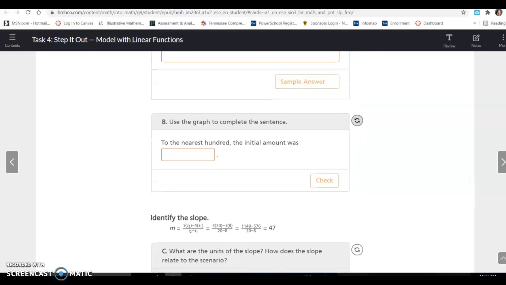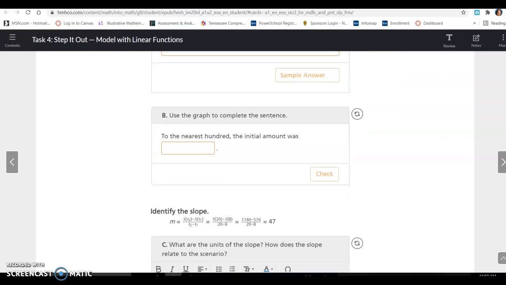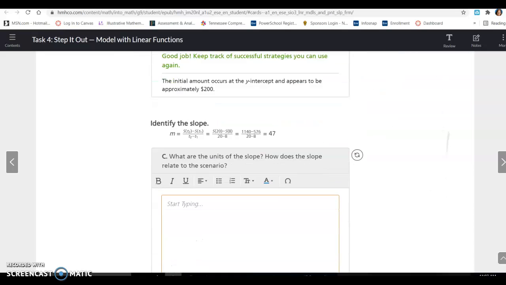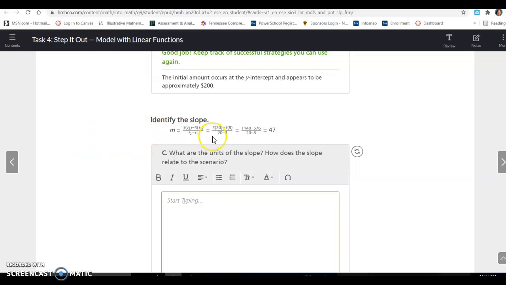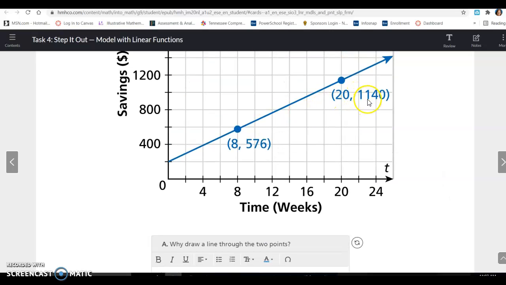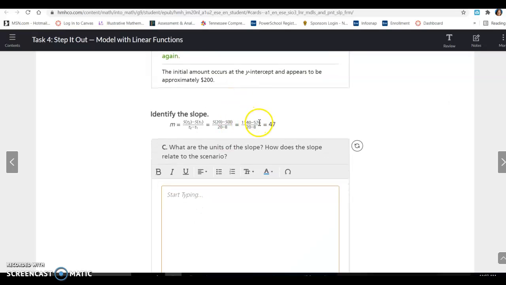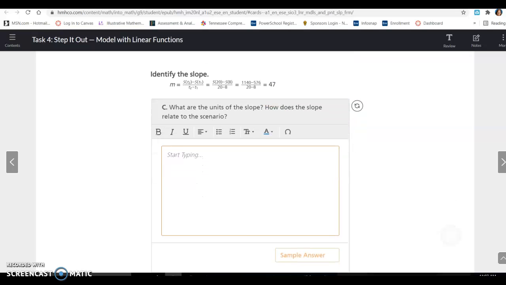All right, it says use the graph to complete the sentence. To the nearest 100, the initial amount was, if you look at the graph, you can see the initial amount at week 0 was $200. All right, then it says identify the slope. So that's going to be your difference in y's over your difference in x's. So you can see that you're given 2 points. So that would be 1140 and 576 and 20 and 8. So we've done slope before, and you can see they've just plugged these numbers in and simplified. They got the slope of 47.